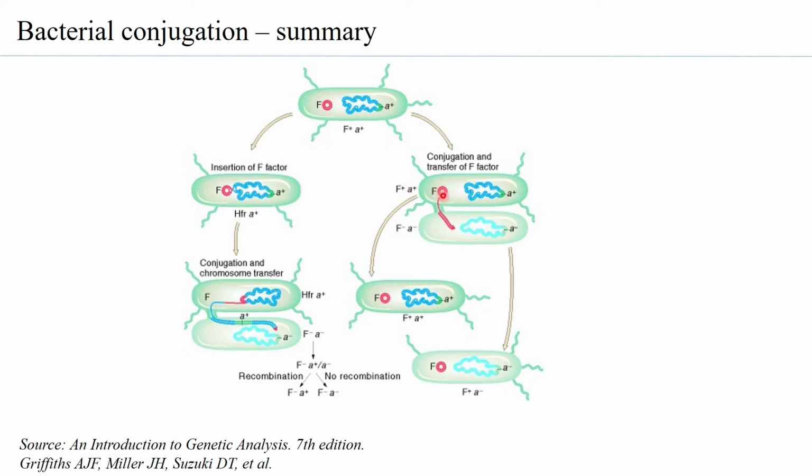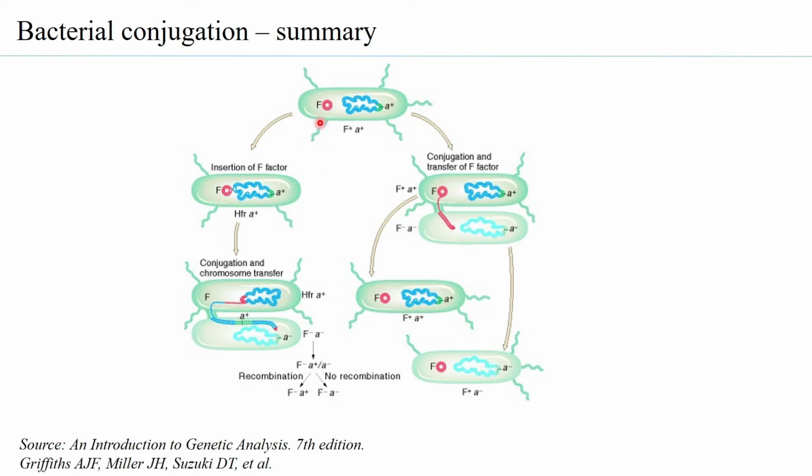So what was F plus A plus will remain F plus A plus, and the recipient will only become F plus A minus. Earlier it was F minus A minus, but with the transfer of the F factor, it becomes F plus and A minus. This is very clearly indicative of the fact that because the F plasmid has not integrated into the host genome, you don't have any component of the bacterial host DNA being transferred to the recipient bacteria.